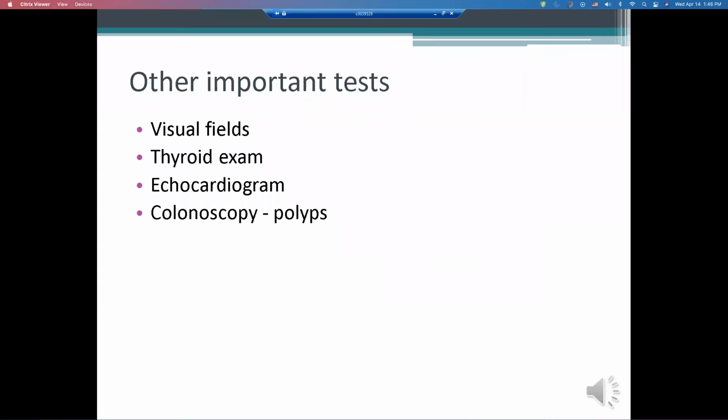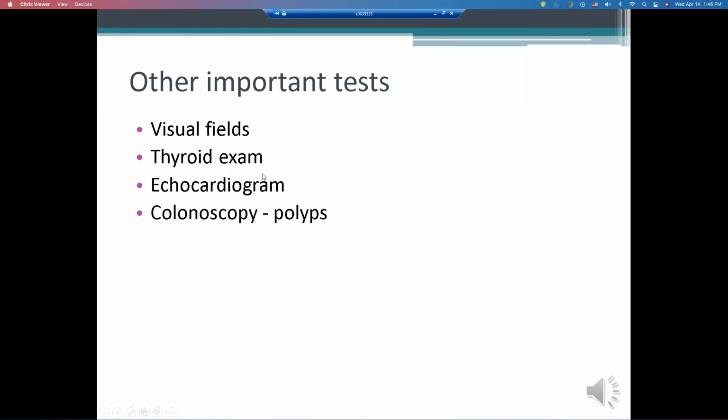Additional important tests include visual field testing for those with macroadenomas. In patients with acromegaly, we need to look at their thyroid, because there is a high incidence of thyroid nodules and thyroid cancer in those patients. We need to do an echocardiogram, because those patients can have hypertension and left ventricular hypertrophy, or heart failure because of acromegaly. So we need to establish a baseline, and we repeat it every once in a while. And of course, we need to do colonoscopy for patients who are diagnosed with acromegaly, because of the high incidence of colon cancer in these patients.